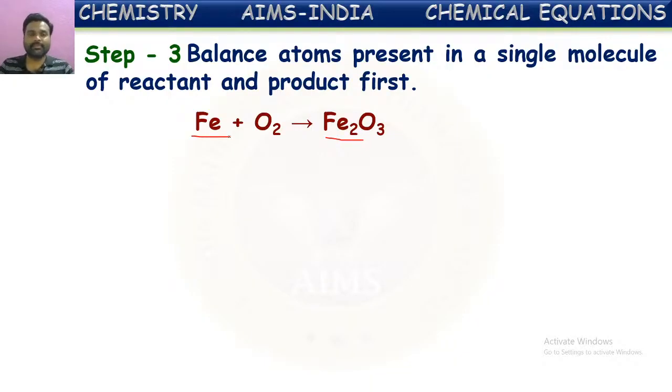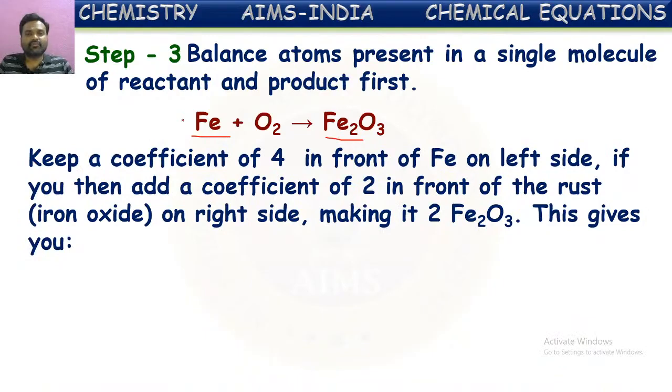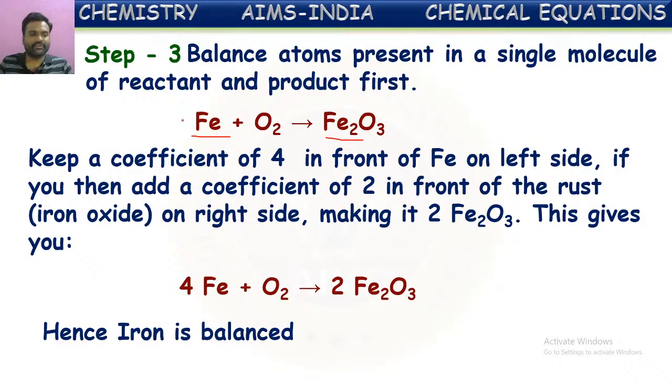So what can we do to make the iron atoms balanced? We can keep 2 in front of iron, so that the number of iron atoms on both the sides will be balanced. So keeping a coefficient of 4 in front of iron at left side, if you then add a coefficient of 2 in front of the rust on right side, it becomes balanced. So let us take 4 in front of iron in the reactant side, 2 in front of Fe2O3 on the right hand side, which makes it balanced on both the sides. Hence, iron is balanced now.